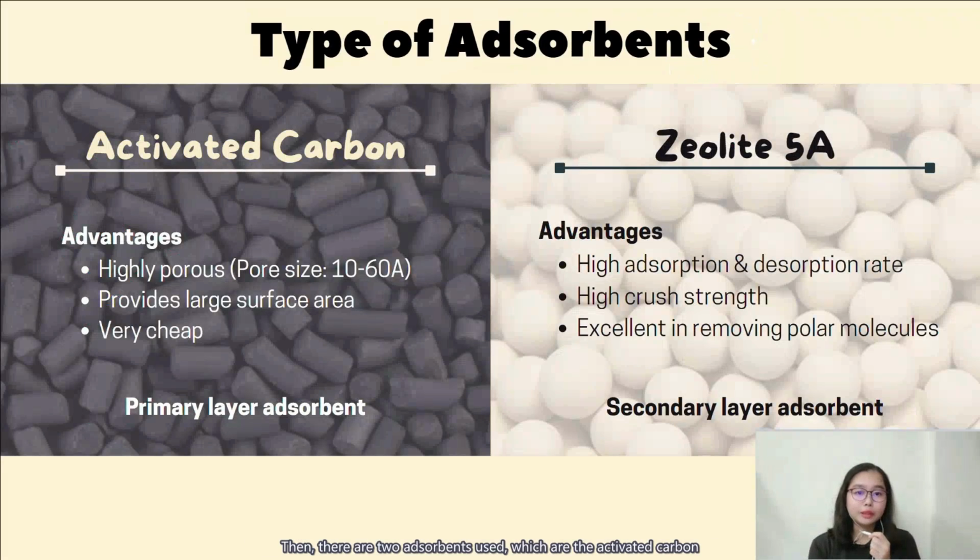Then there are two adsorbents used, which are the activated carbon and zeolite 5A. Activated carbon is a cheap and highly porous material that provides a large surface area to adsorb impurities from the mixture, whereas zeolite 5A has a high adsorption and desorption rate as well as a high crush strength. It is also excellent in removing polar components such as CO2 and CO. In the adsorption beds, the activated carbon is placed at the bottom as a primary adsorbent to reduce the amount of CO2 adsorbed into the second layer of zeolite 5A, as CO2 is hard to desorb from zeolite 5A during the regeneration process.